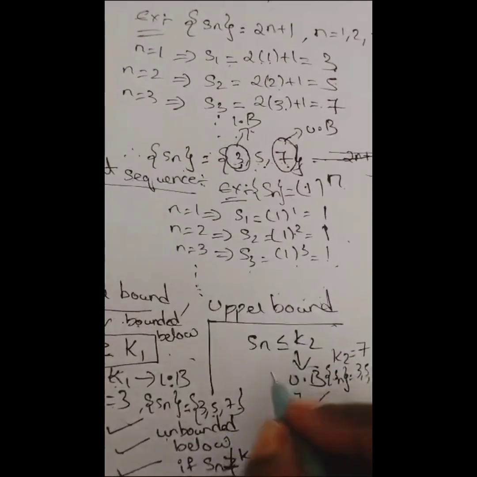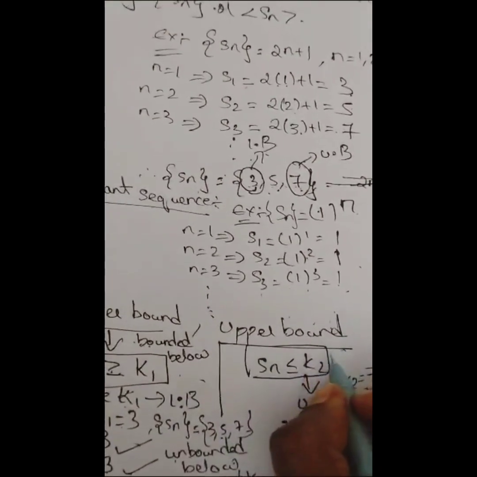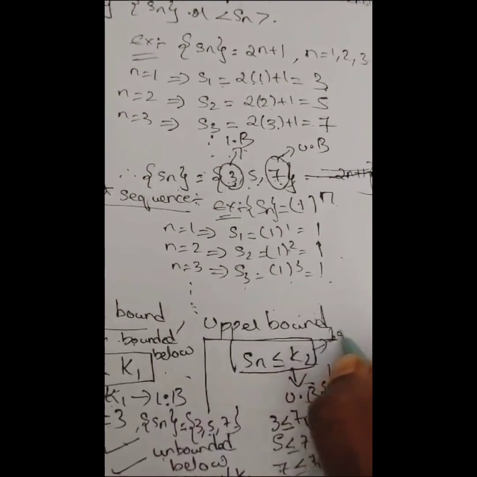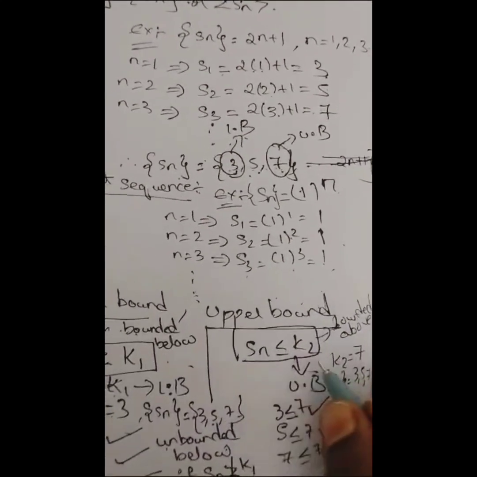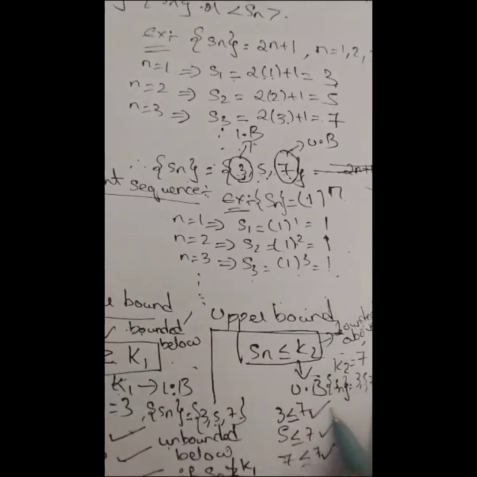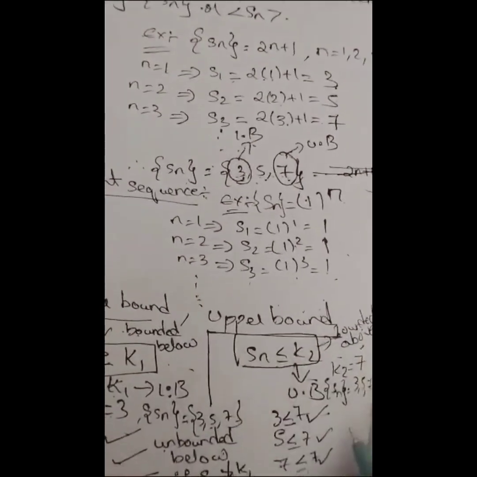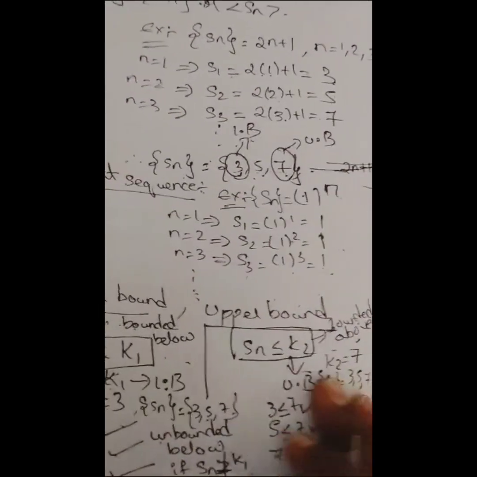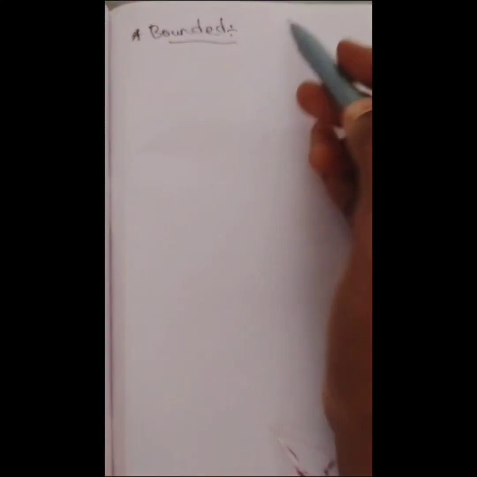So all these values are satisfied, then we call the sequence Sn bounded above. So upper bound is also called bounded above, and if this condition fails, we call the sequence Sn unbounded above. Next we'll see the bounded definition.